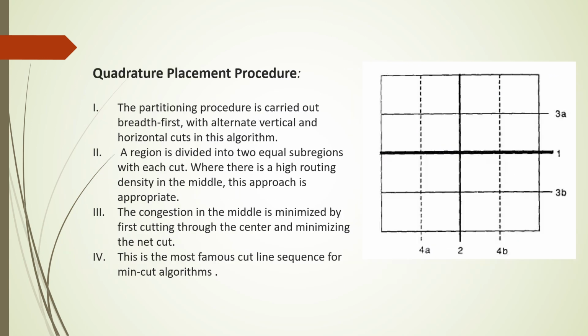Quadrature placement procedure is like you have four partitions. Just like you have the first main partition, which is shown as line 1, the second main partition is mentioned as number 2. And then we have two further bisections like 3A and 3B, followed by vertical bisections 4A and 4B.